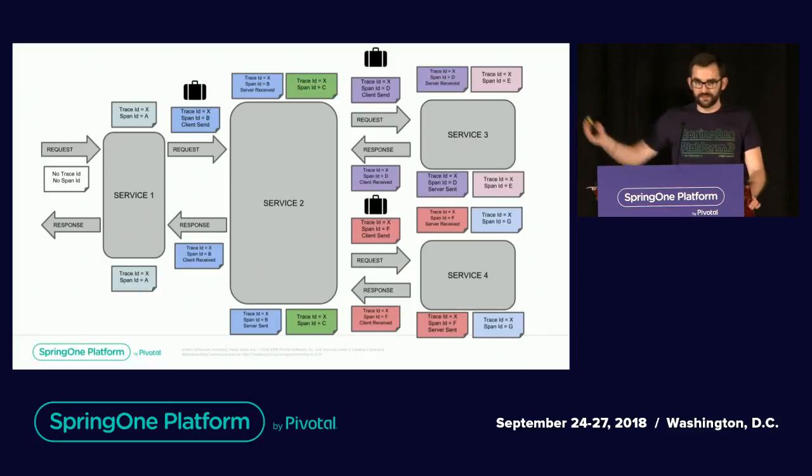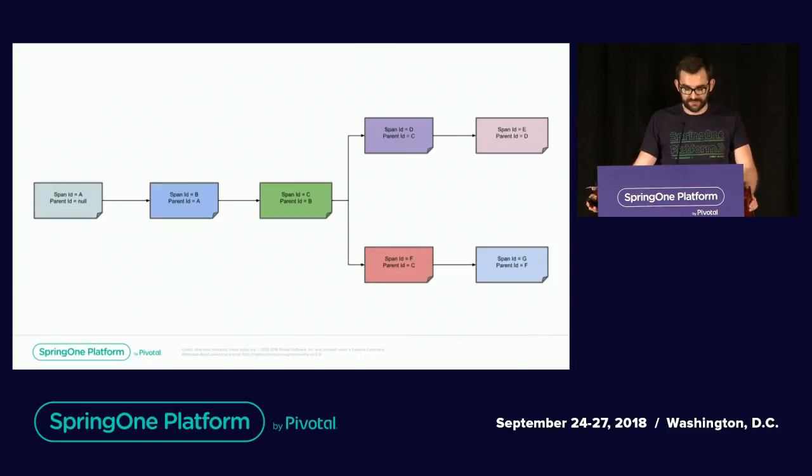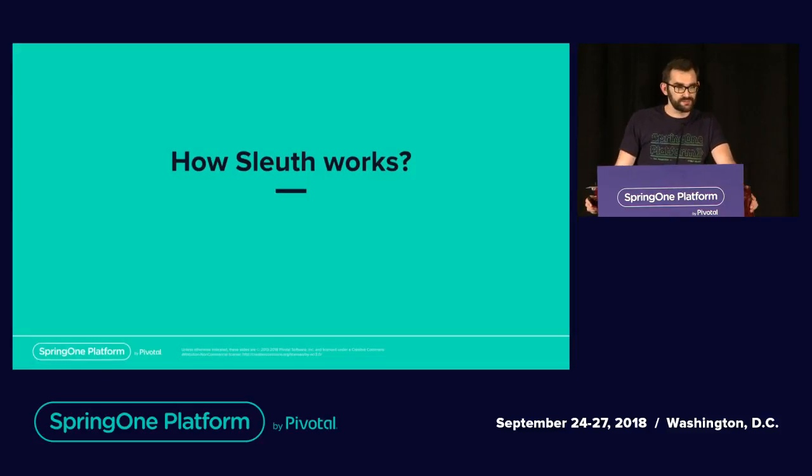So this is the full cycle, a single trace, multiple spans. And this is the parent-child relationship. So the first span did not have a parent, then the next one, like span with ID B, has the parent with ID A, and so on, and you can see that you can have multiple children for a single parent. So how does Sleuth actually work?